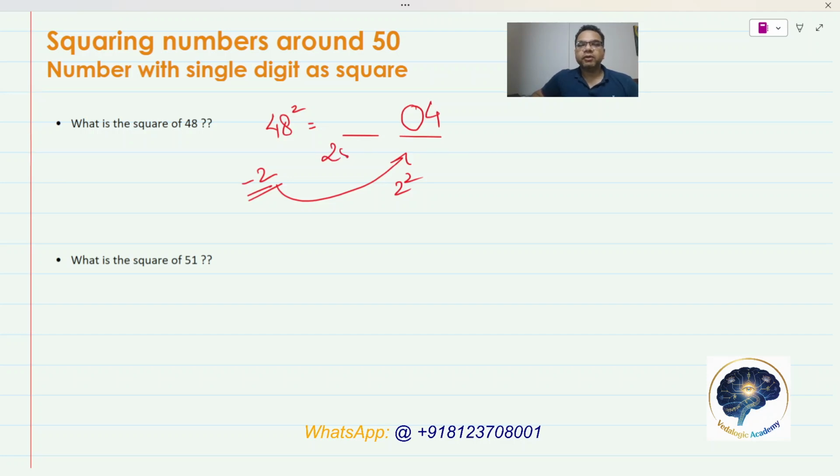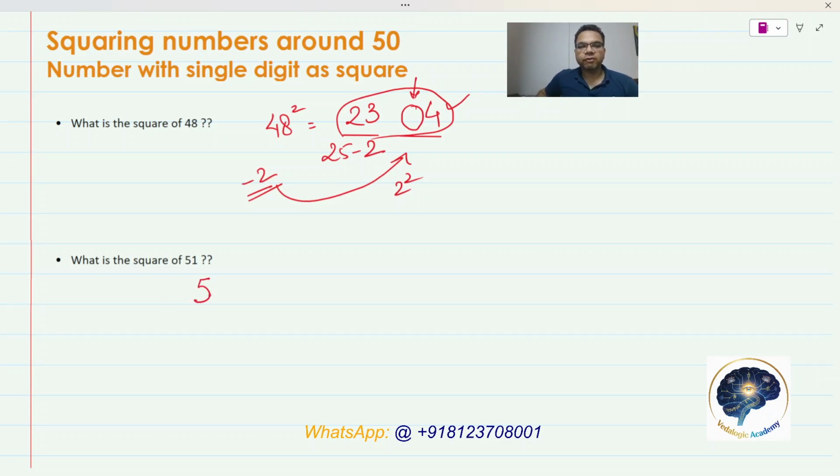And again, we are going to do the same thing here on the left hand side. 25 minus 2 is 23. 2304. This is our answer. So simple thing that you need to add is you need to add 0 in case the answer of the square is coming as single digit.